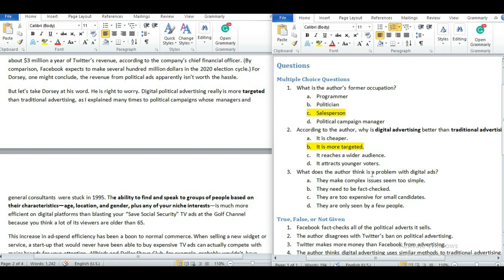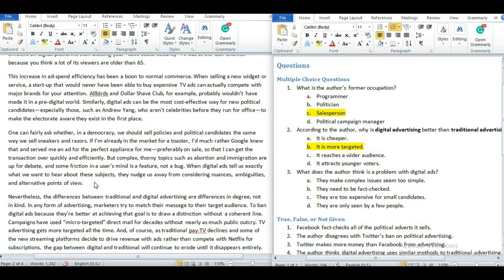What about question number 3 then? What does the author think is a problem with digital ads? So to find that, we're going to look down to another paragraph here. Again, we're thinking about the author's opinion, so we're looking for anything that signals his ideas. So a problem with digital ads, again, we're going to be looking for the words digital ads, and anything that relates to a problem.